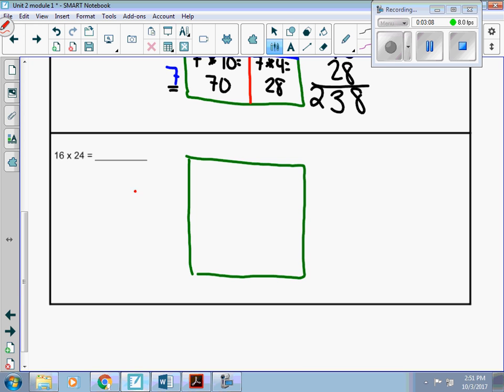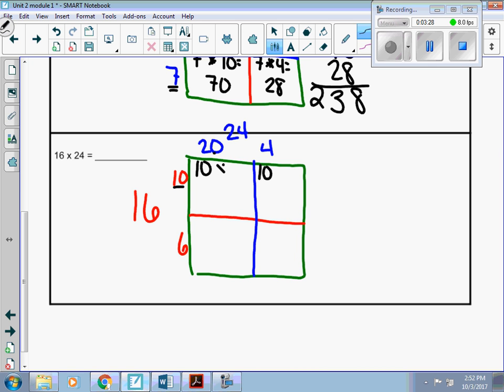My one side is going to be 16, which is going to split up into 10 and 6. And my top is going to say 24. And this time there's a 2 in the tens place, so it's going to be 20 and 4, not just the 10. Okay. My top row, I'm still dealing with that 10. And on top here I have a 20. So 10 times 20 is 200. And this time I have a 4 on top, so 10 times 4 is 40.